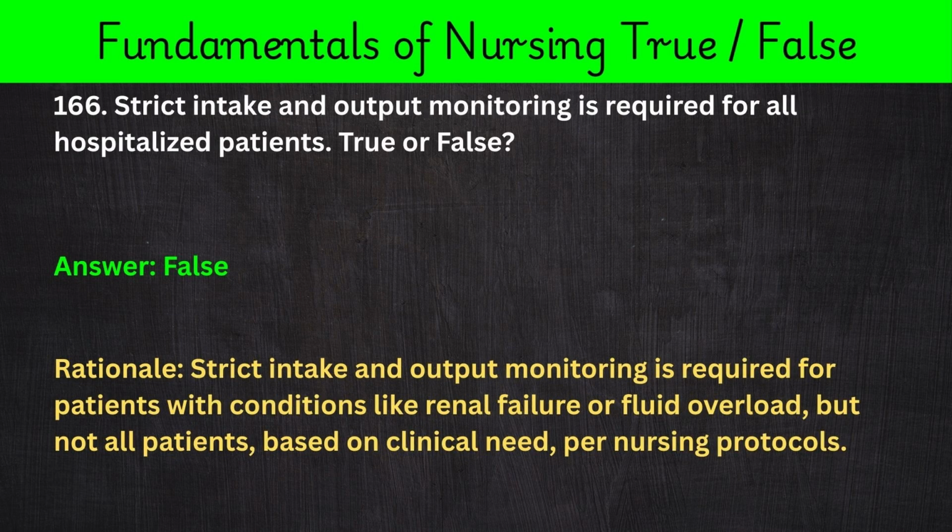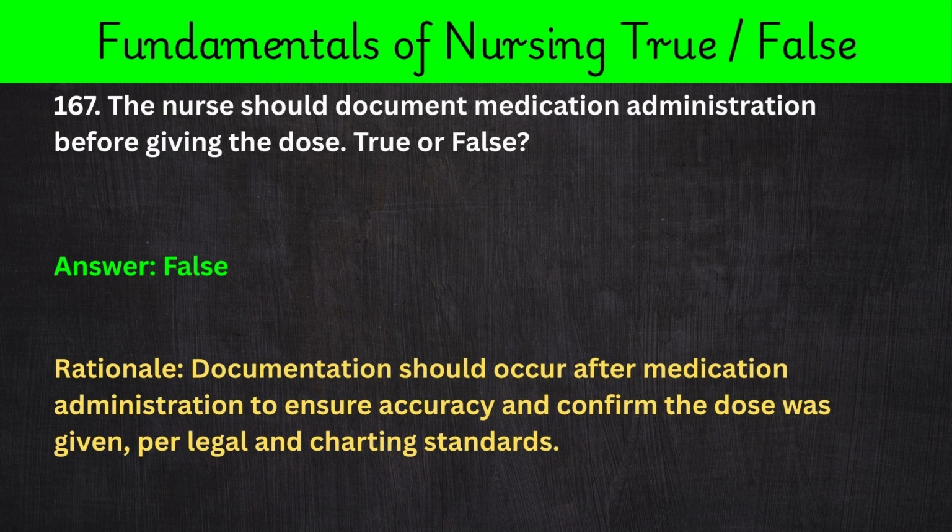166. Strict intake and output monitoring is required for all hospitalized patients. True or false? Answer: false. Rationale: strict intake and output monitoring is required for patients with conditions like renal failure or fluid overload, but not all patients, based on clinical need, per nursing protocols.